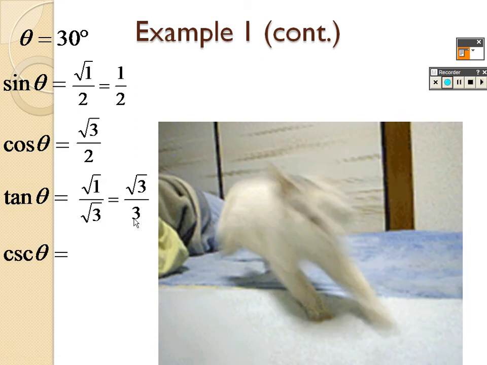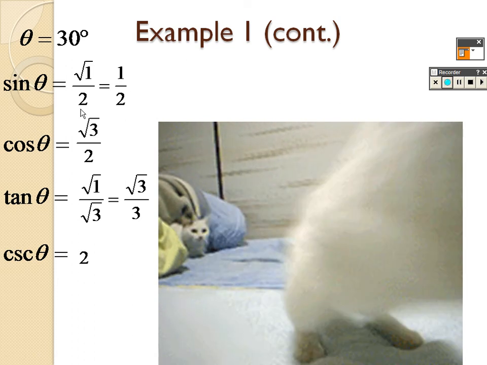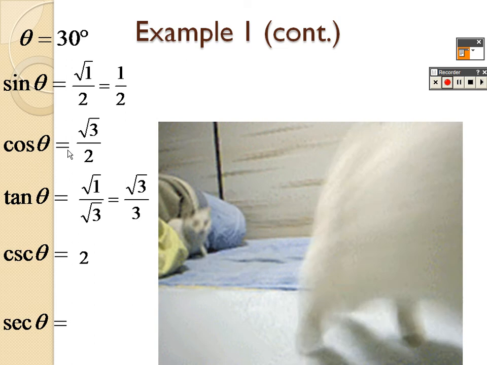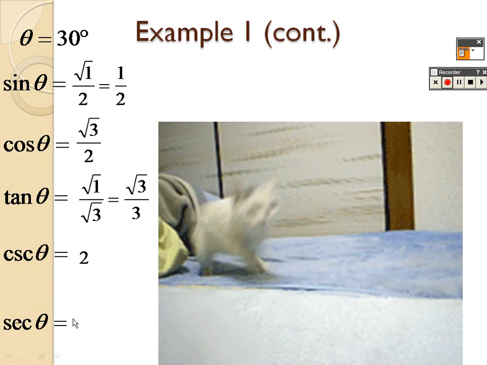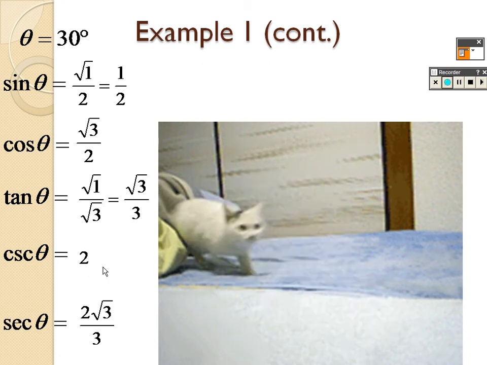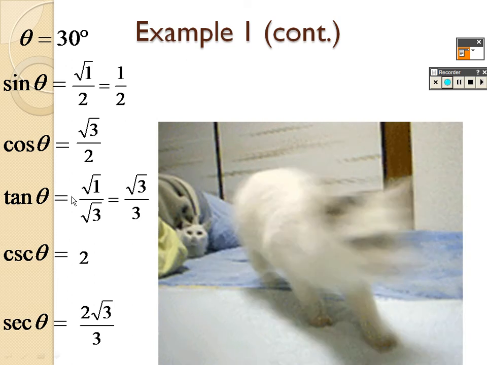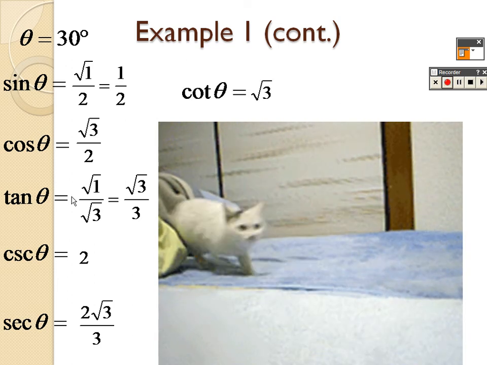So to find the cosecant, you just flip sine. So that's 2. To find secant, you flip cosine. So that's 2 over root 3. When you rationalize with root 3 over 3, that's 2 root 3 over 3. And to find cotangent, you flip tangent, so that would be root 3 over 1, which is just root 3.